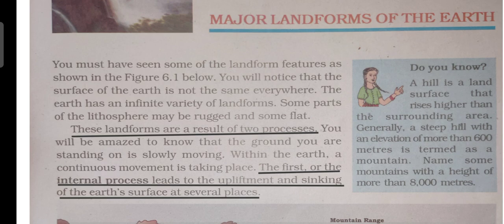So, first of all, children, what is a landform? A landform is a natural feature on the Earth's surface. So, a natural feature on the Earth's surface is known as landform. And some of the major landforms of the earth are mountains, hills, plateaus, and plains. So, these are the four major types of landforms.